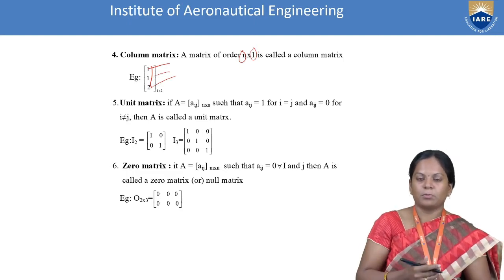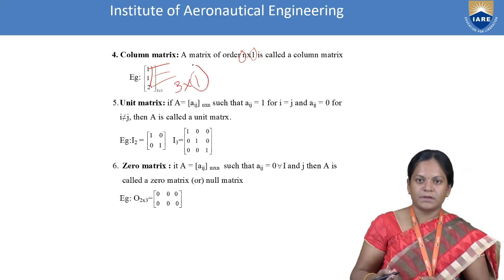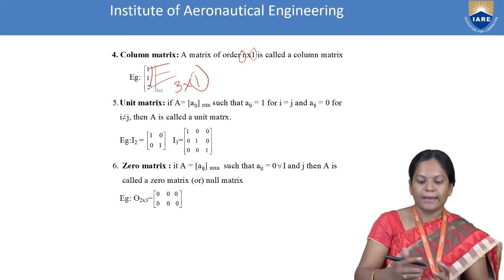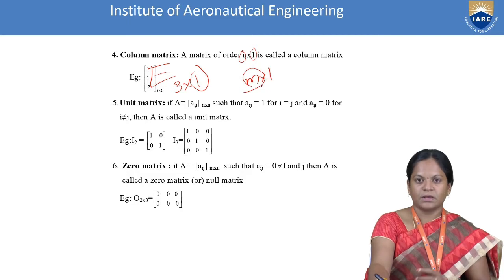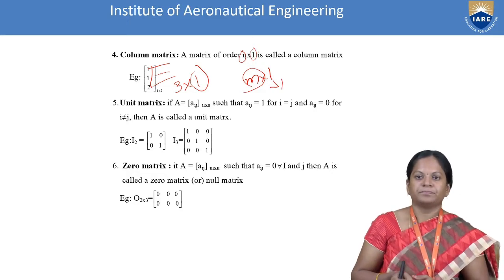So for the order of the column matrix, generally here we have 3 rows, so I am writing 3 by 1. The column must be only 1. What is the column matrix order in general? M by 1. M indicates rows. Here we consider m rows, but the column must be 1. So the column matrix order is nothing but m by 1.